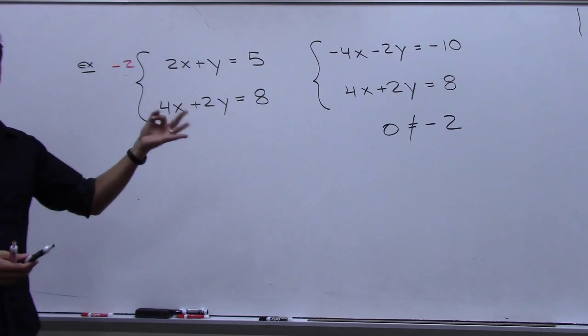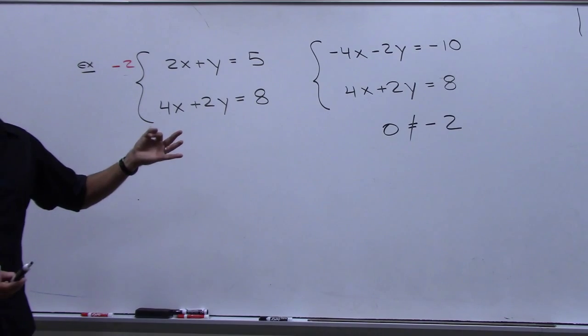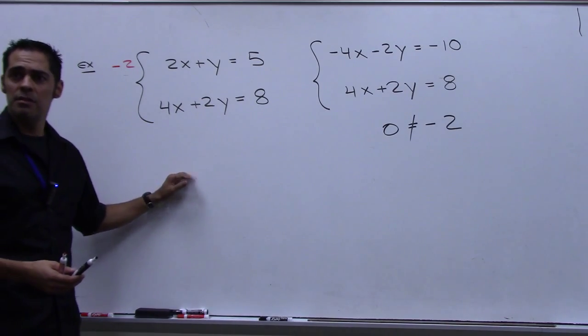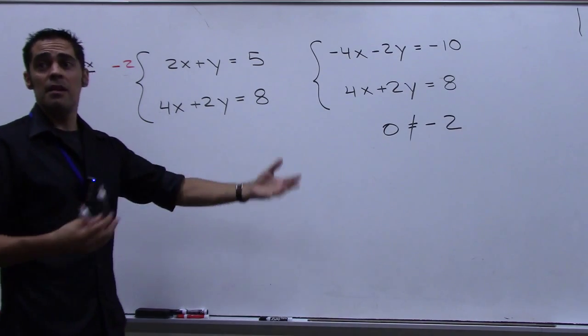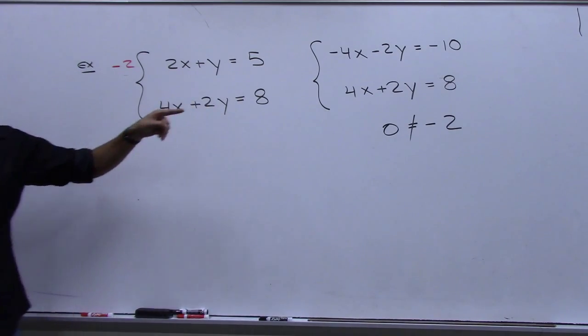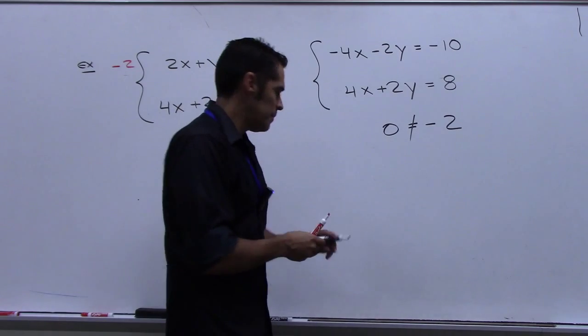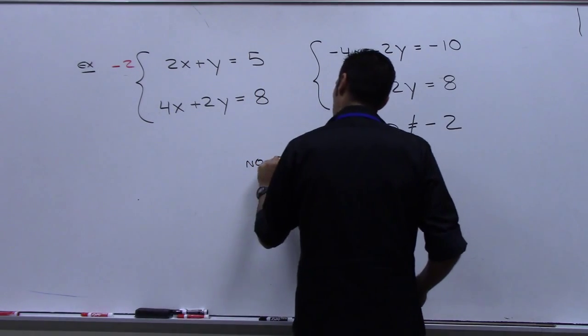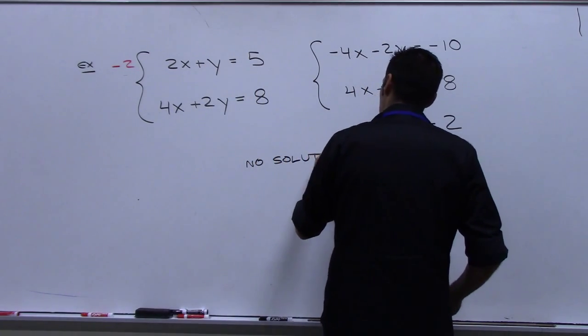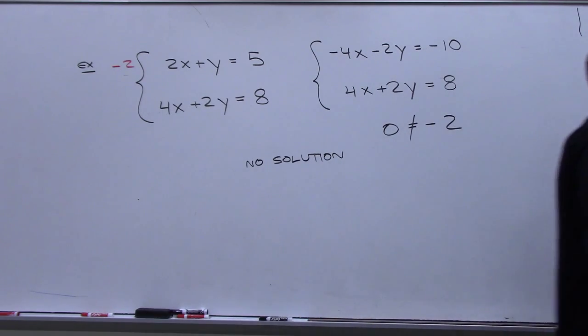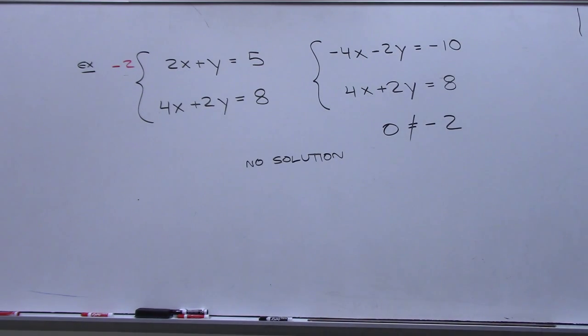So remember, we said there were 3 possible things that could happen. You could get one answer, no answer, or an infinite number of answers. This is when you have no answer, when you get something that makes no sense. So we say here, no solution. You know how we've said in the past, like no real solution? We're not even saying that. We're saying just no solution.